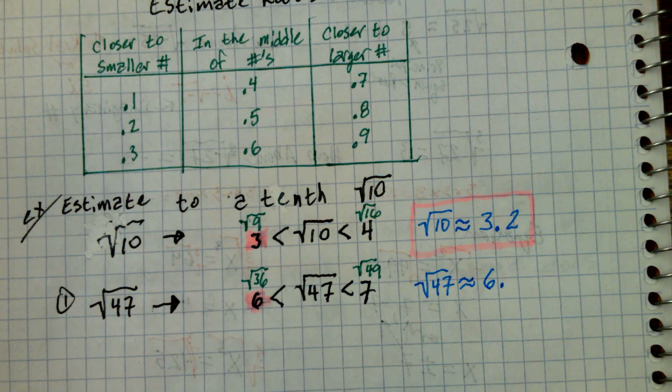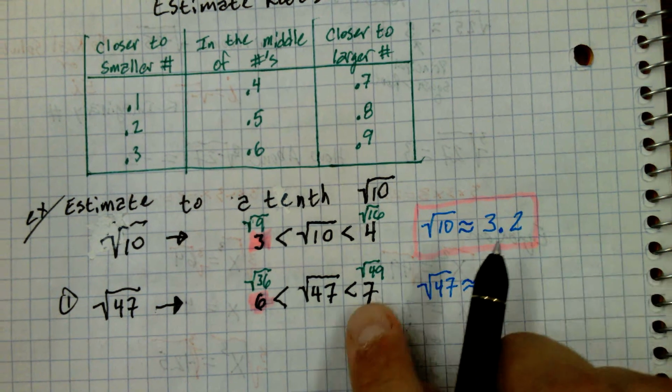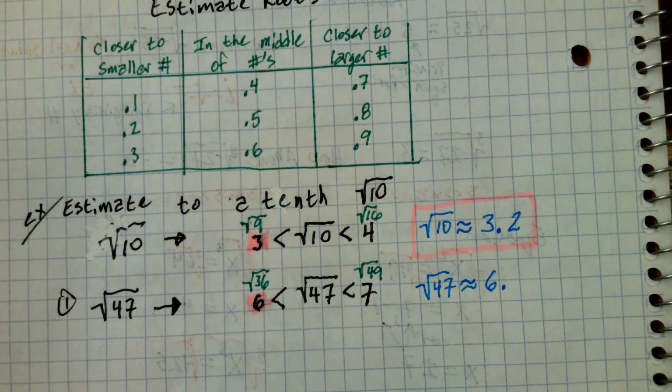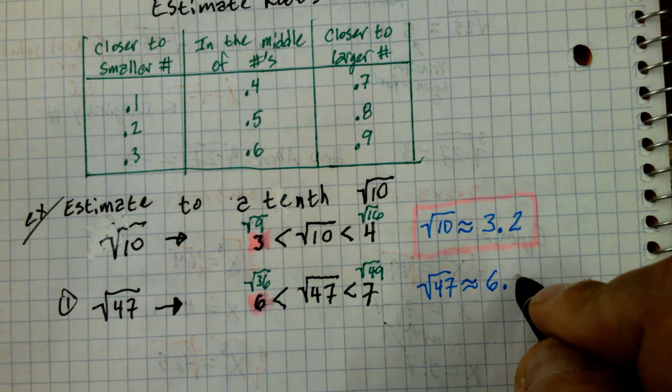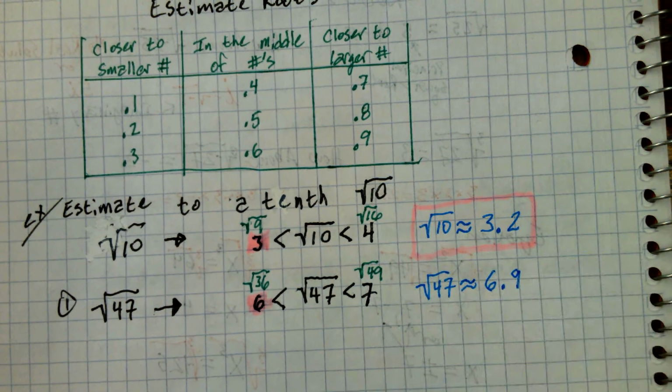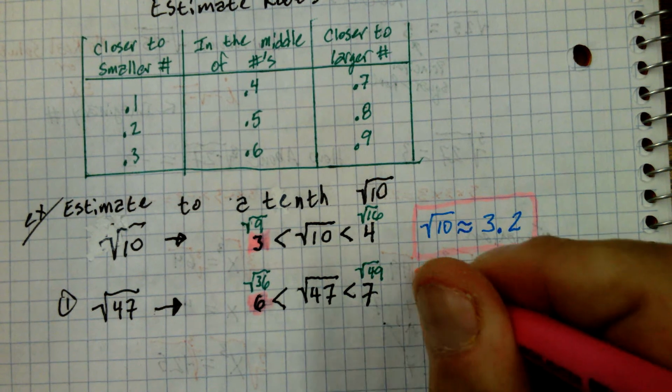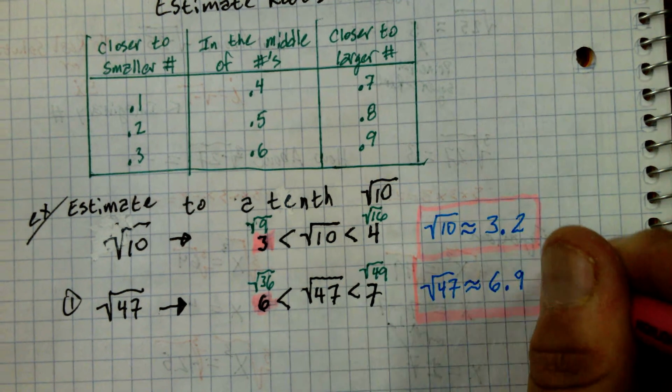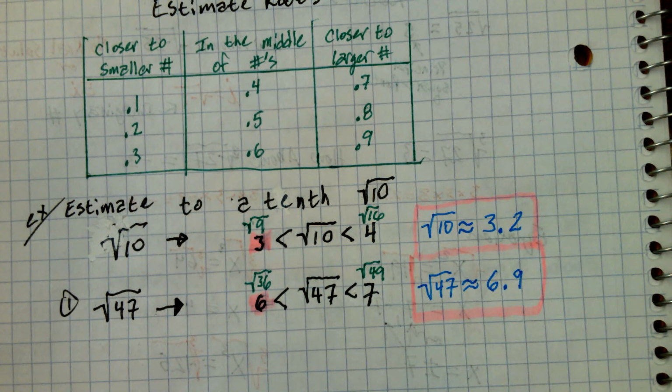So maybe 0.7, 0.8, 0.9. At that point, it's your guesstimate. What do you think? 6.7, 6.8, 6.9? It's awfully darn close. I'd say 6.9. The cool thing is you can't really go wrong at this point. Once you've done that much thinking about it, you're going to be close enough.